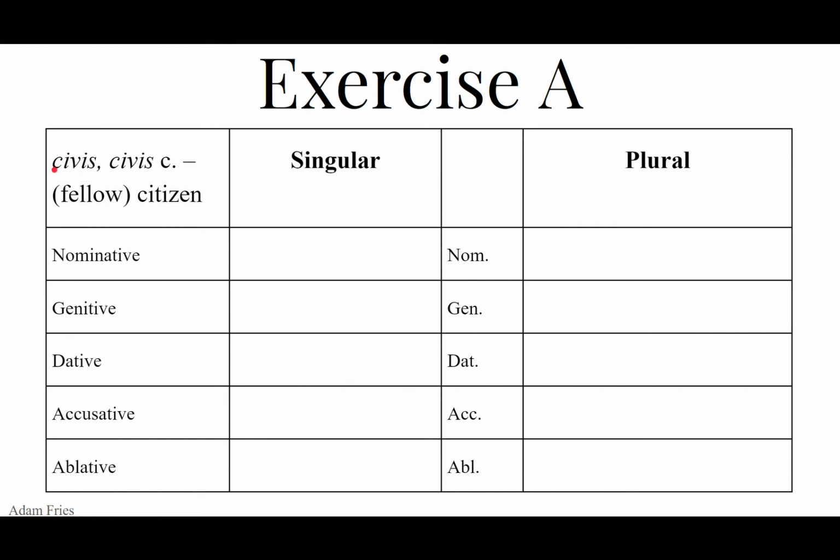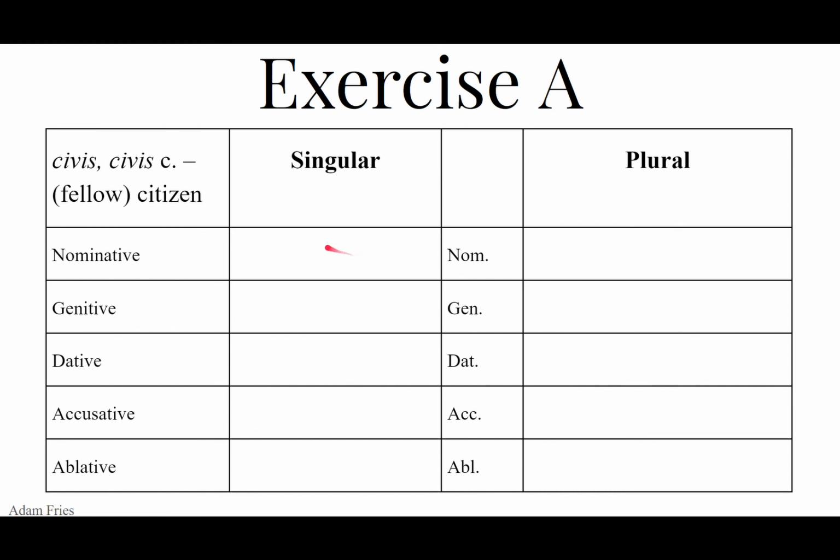That means it has the same number of syllables in the nominative as in the genitive. Civis, civis. So 2 syllables each. That means that its genitive plural will end in -ium instead of just -um. So we'll have civium instead of civum. Otherwise, it's declined exactly the same as what you're used to for masculine and feminine third declensions.